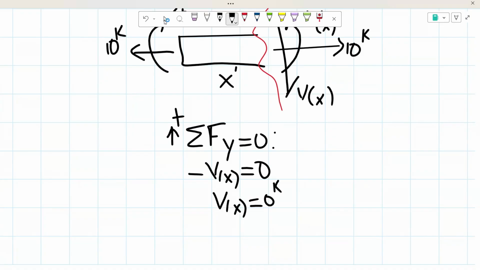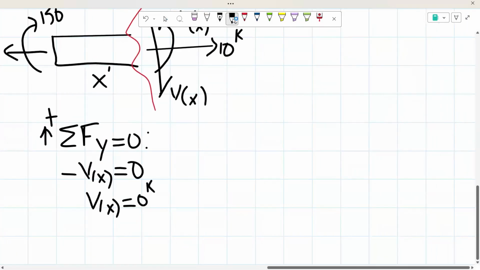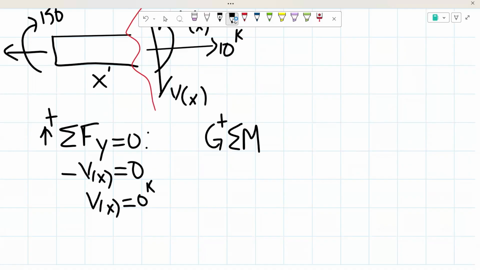Now we could proceed and move on to our moment. Remember, sign convention, counterclockwise is positive, and the sum of our moments I'm going to take about point O. Our point O is just going to be right here at the cut. So we're just going to put that the moment about O has to equal 0. So remember, our shear is not going to be creating any moment since it lies right on that axis of our point.